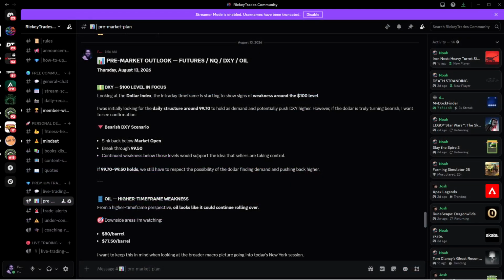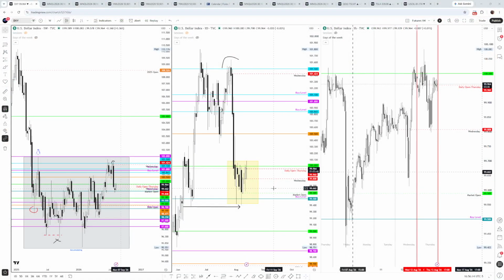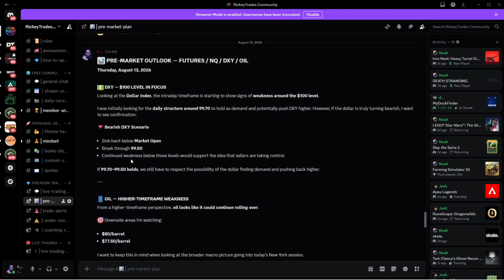Now, if you go back and look at the pre-market, I talked about the bearish scenario: sinking back below the market open, so that'd be back below the 99.58, right? So that would be price basically sinking back below here and going below the key level. That's if we were bearish on the dollar, if we got some kind of news or anything like that. Continued weakness below those levels would support the idea that sellers are taking control. If 99.70 or 99.50 holds, we still have to respect the possibility of the dollar finding demand and pushing back higher, and that's above 100.